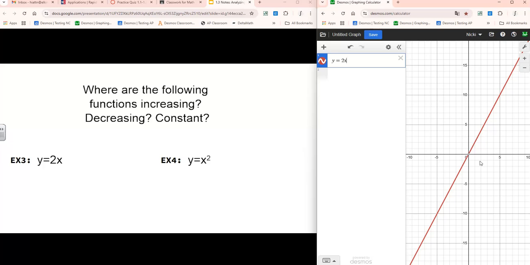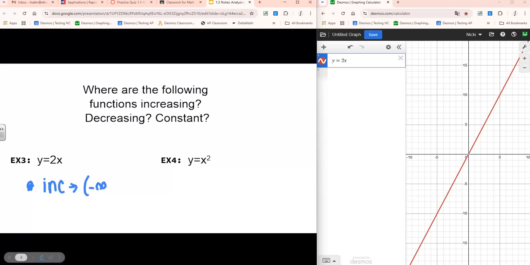Does it ever change from increasing to decreasing? Does it ever stop? This would not be a good roller coaster to be on. You're just headed out into outer space forever in one direction, I guess. So it's not going to be a great ride for you. But this one we would say is increasing from negative infinity to positive infinity.